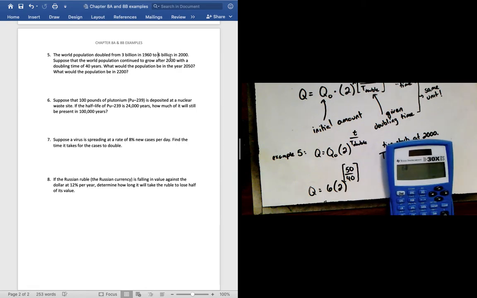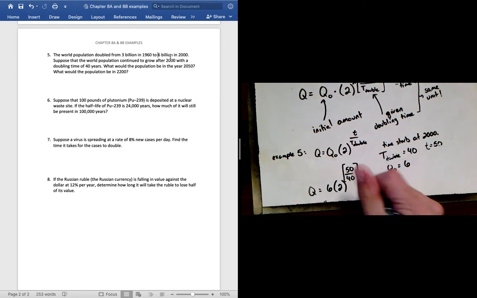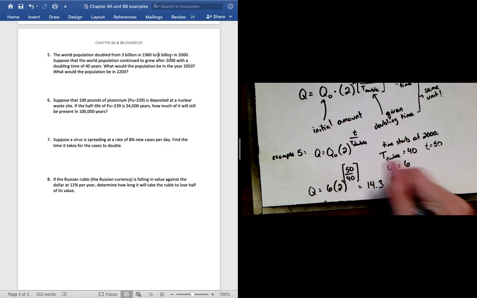I do 6 times 2 raised to the, and I'm going to put another set of parentheses for my exponent, 50 over 40, and close my parentheses. I'm just going to round to 1 decimal place, and I'll say that that's the same as 14.3. So in the year 2050, we expect the world population to be 14.3 billion.